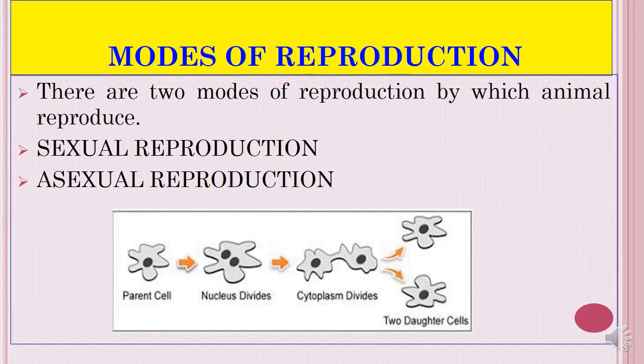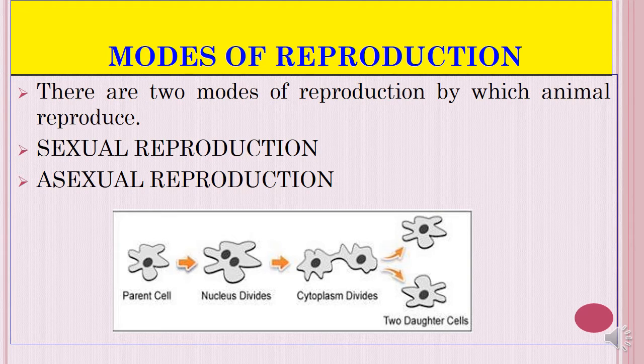First of all, I am going to discuss what is reproduction. Living organisms produce young ones of their own kind. The ability to produce new individuals is known as reproduction. Reproduction helps in the continuity of life from one generation to the next.